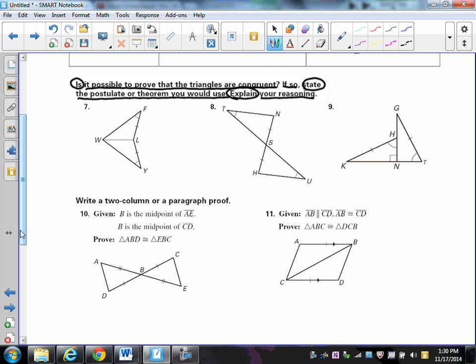So for number 7, we know by the reflexive property, WL is congruent to WL. So we have two sides and an angle. The angle is not included. So remember, whenever we have two sides and an angle, the angle must be included. This is SSA. So this is not enough information. Our reason would be we do not have the included angle.